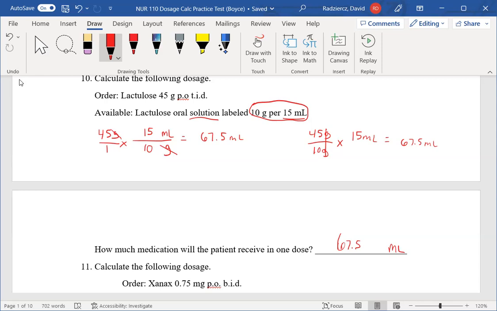So you can't give someone milligrams of something. You are ordered milligrams, but you're going to deliver it to them either as a tablet, a capsule, or in a milliliter form. So hopefully that helps to simplify it a little bit as far as what you should be looking for. It does. Thank you. You're welcome.